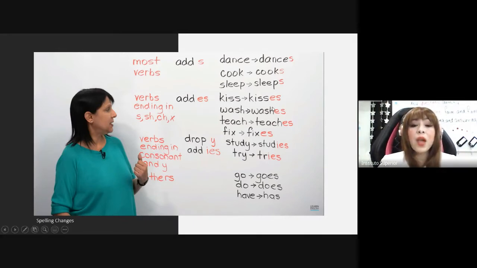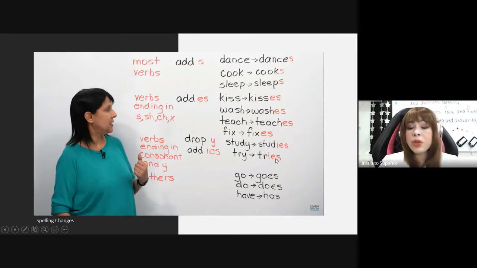Okay? So in the verbs ending in consonant and Y, you drop the Y and add IES. Like, for example, study. This verb ends in Y. What we do is drop, eliminate the Y and change it. We add IES. So study changes into studies. She studies medicine. Try changes into tries.